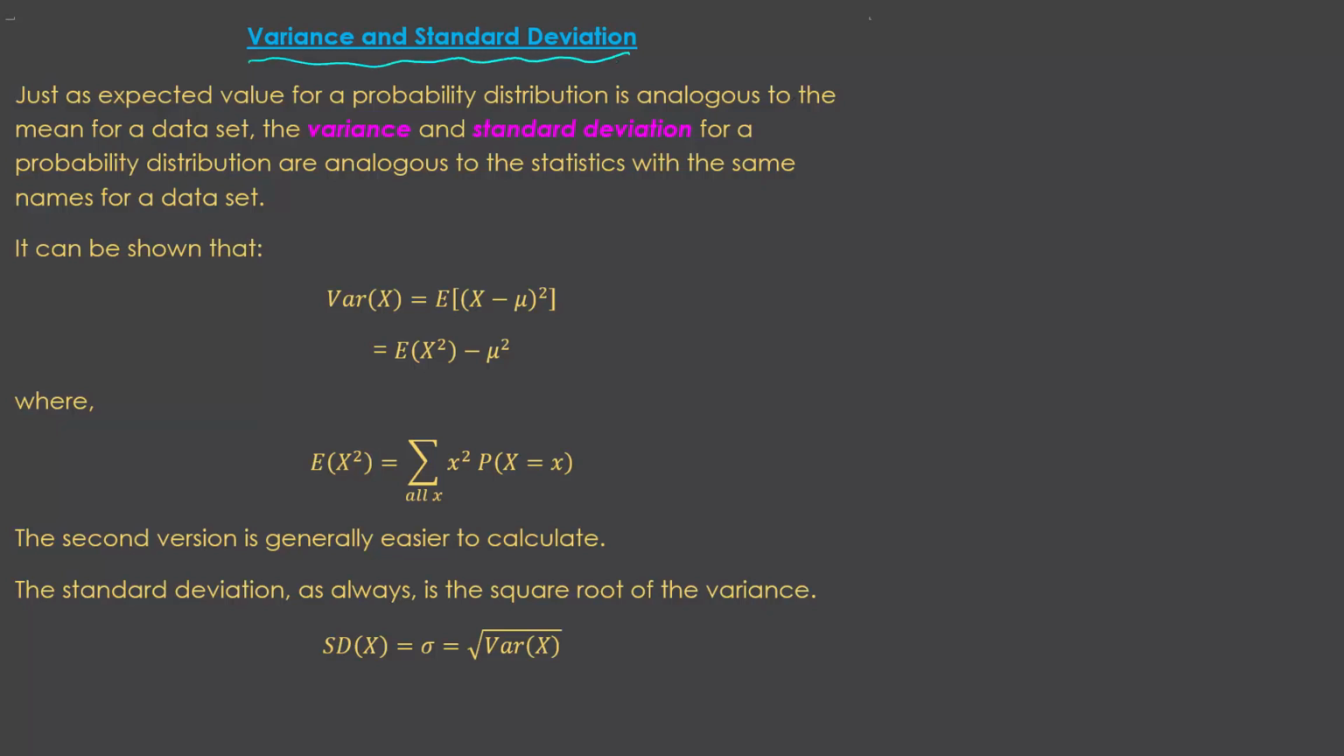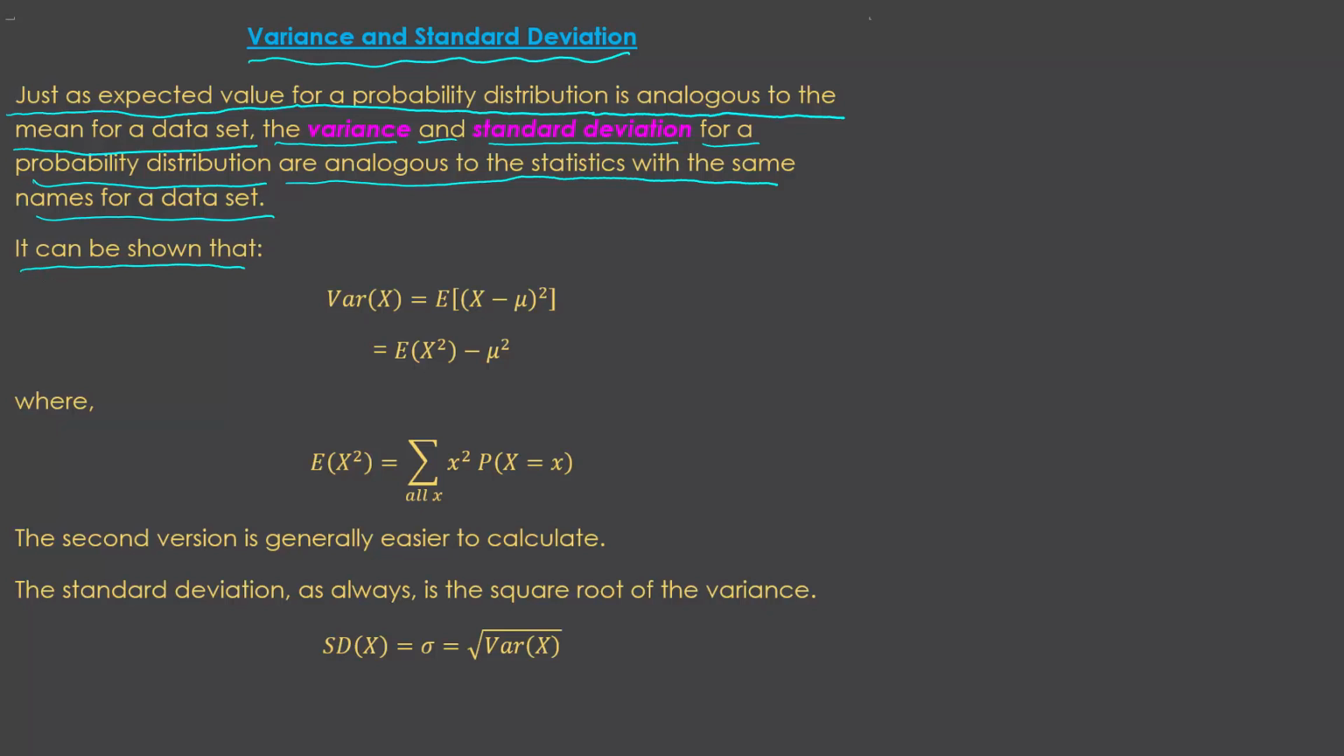Variance and standard deviation. Just as expected value for a probability distribution is analogous to the mean for a data set, and we've looked at this, the variance and standard deviation, which remember are measures of dispersion for a probability distribution, are analogous to the statistics with the same names for a data set.